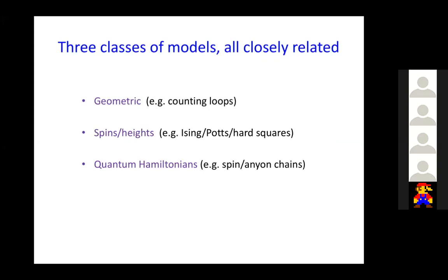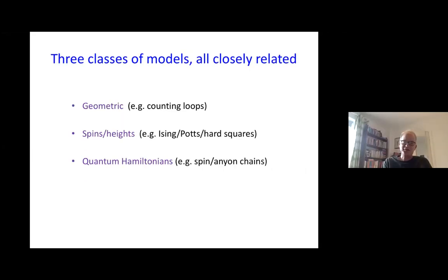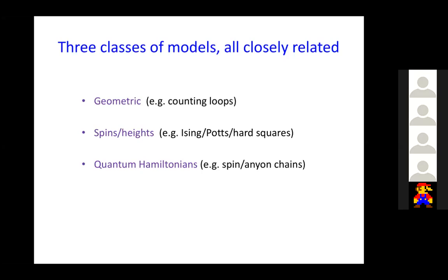Maybe more famous in the stat mech world are models based on spins or heights. You've, I'm sure, heard of spins and the Ising and Potts models, maybe not some more esoteric models called the hard square model and the height models in general. And I'll explain what those are as we go on. The third is a limit I won't say much about except for occasional comments, where the quantum condensed matter people are interested in these quantum Hamiltonians for particular spin models, which have been renamed anyon chains in recent years.